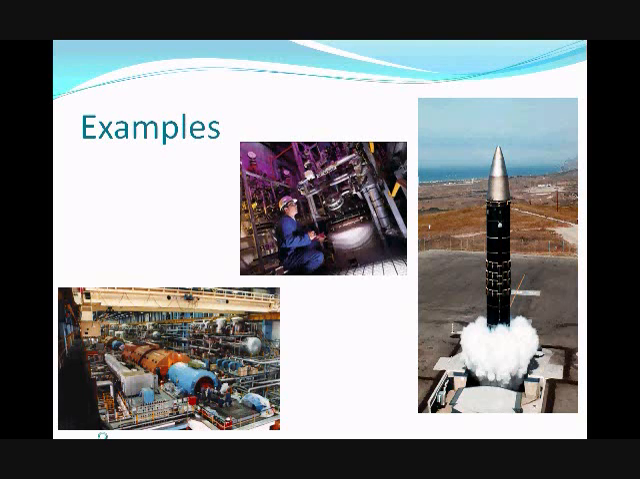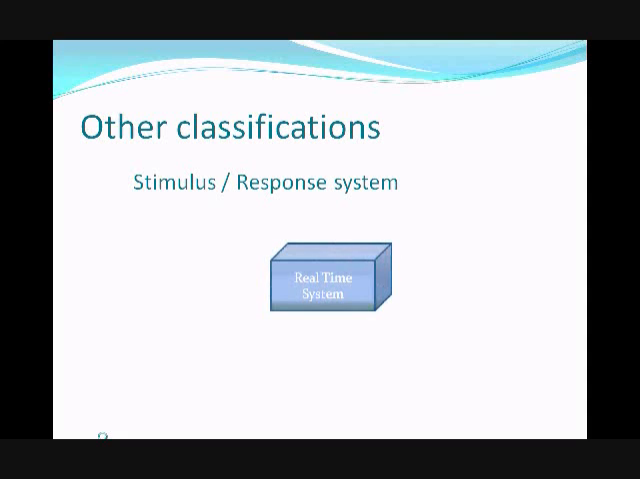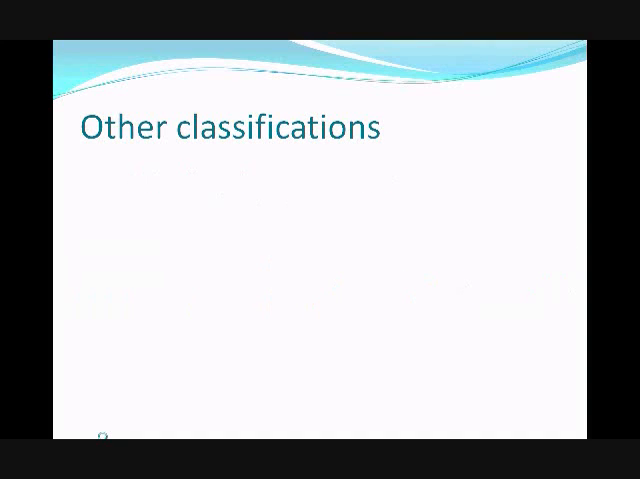Now let's take a look at other classifications of real-time systems. What are other classifications available for real-time systems? Real-time systems can be looked at as a stimulus-response system. Given a particular input stimulus, the system must produce some corresponding response. The behavior of the real-time system can therefore be defined by listing stimuli that are received by the system, the associated responses, and the time at which the response must be produced.